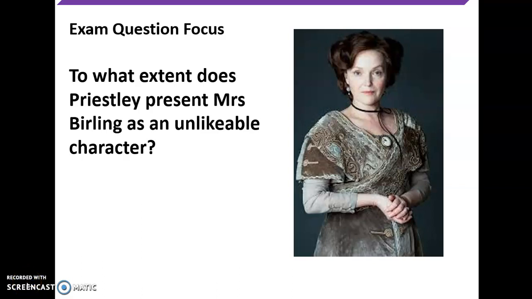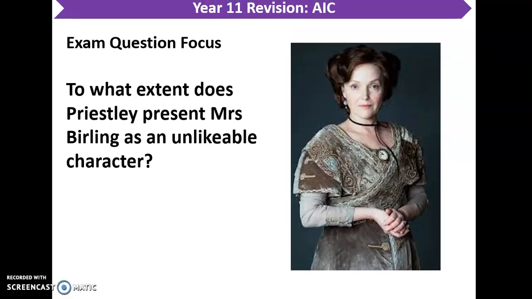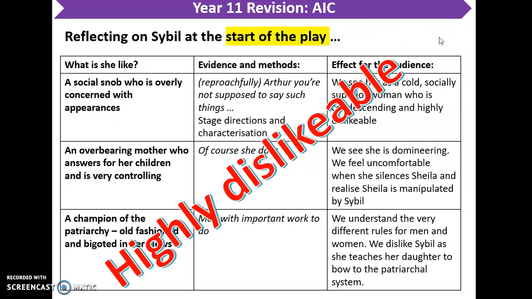Good morning, Year 11. We are carrying on with our second session, exploring the question to our guided mock exam. We're looking at An Inspector Calls, and we are looking at this question here: To what extent does Priestley present Mrs Birling as an unlikable character? It's a 30-mark question, and we started to look at our response last week.